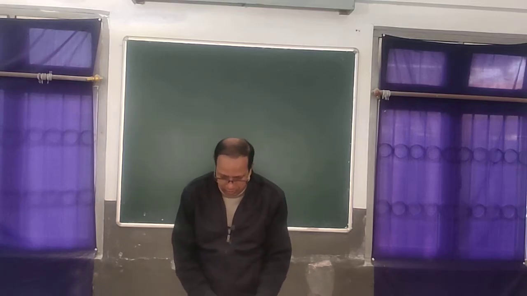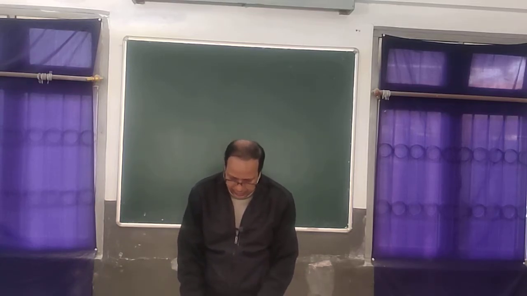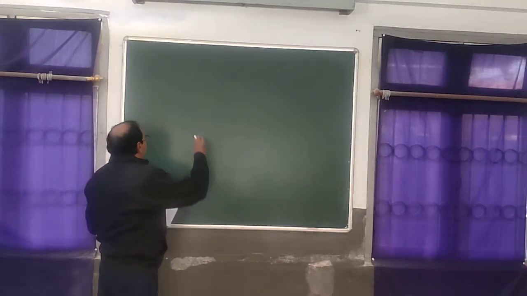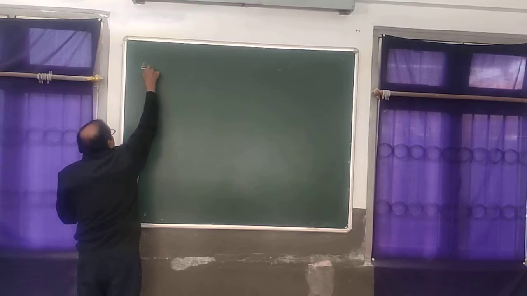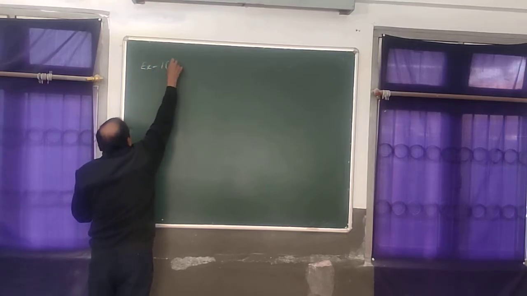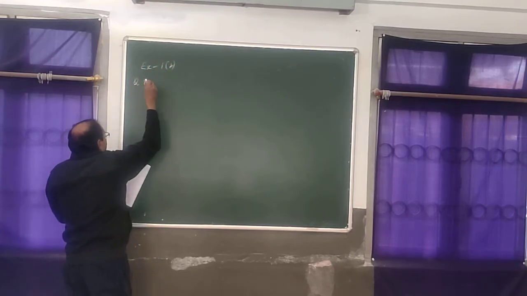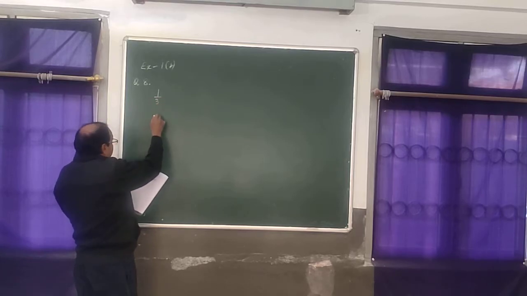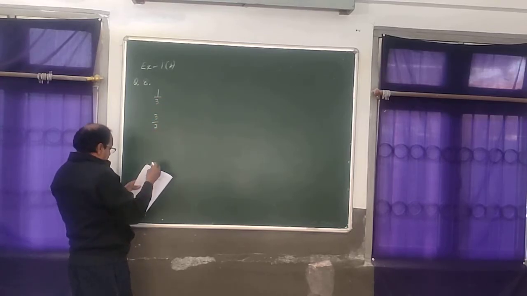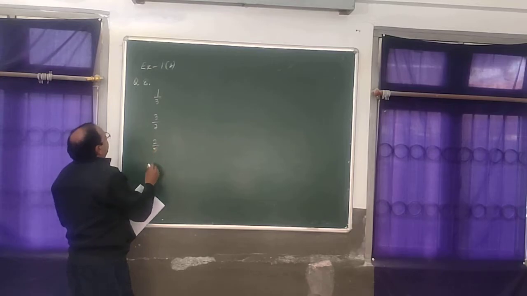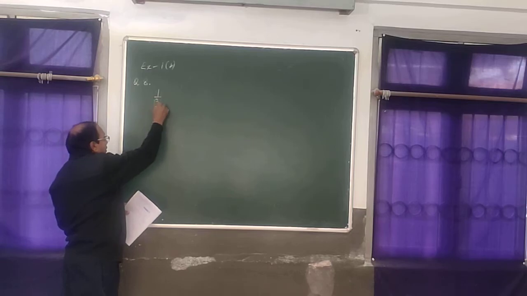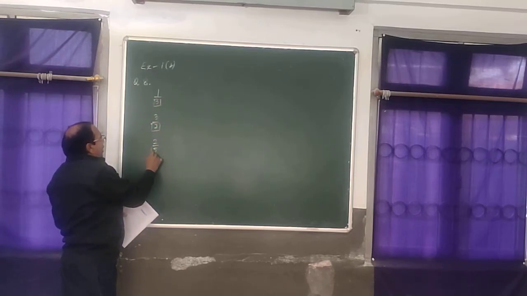So now let's talk about a question of Exercise 1A, question number 8. We have here questions. The fractions are 1 by 3, 3 by 7 and 2 by 5. So here there are three fractions. The denominators are 3, 7 and 5.